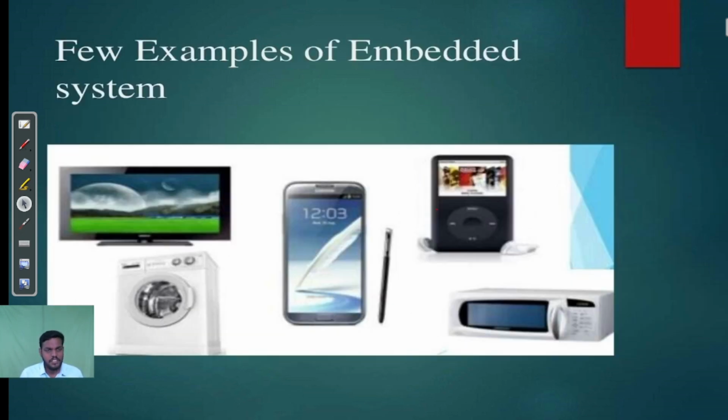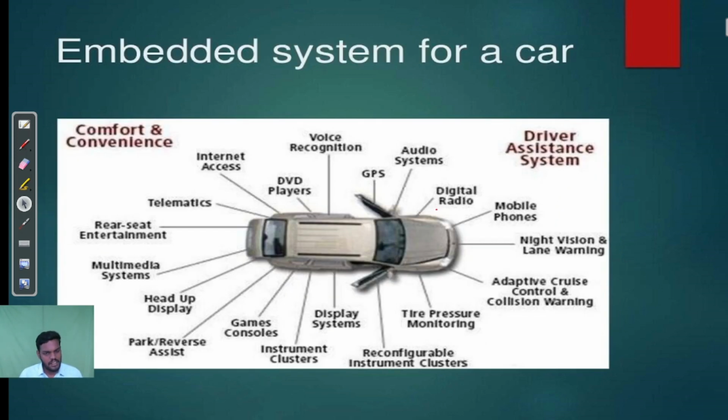These are a few examples of embedded systems: TVs, washing machines as I told, phones, iPads, and MP3 players. Cars also have a lot of embedded systems in them. It is an artificial or automated system.